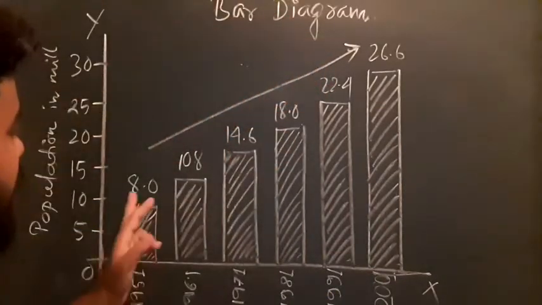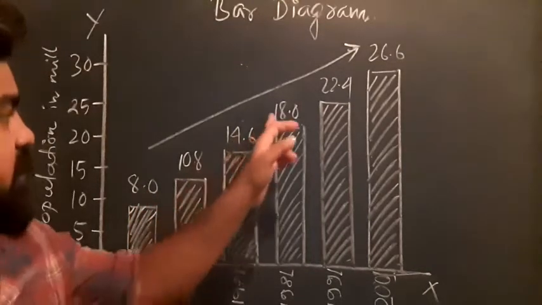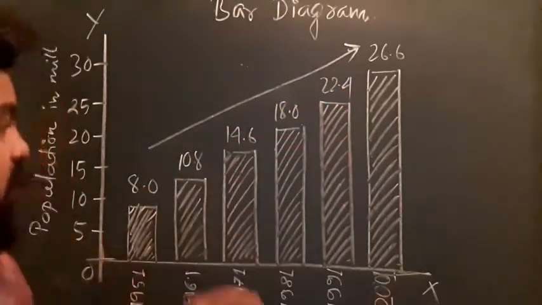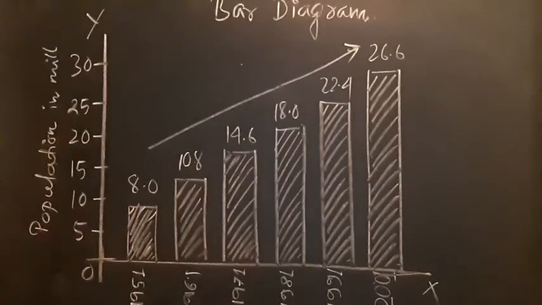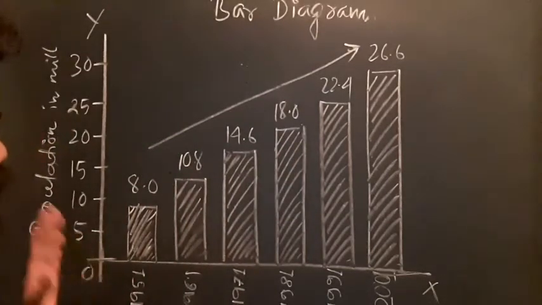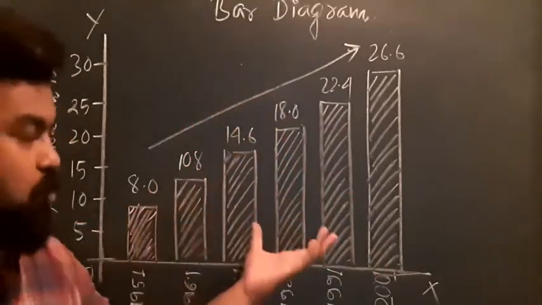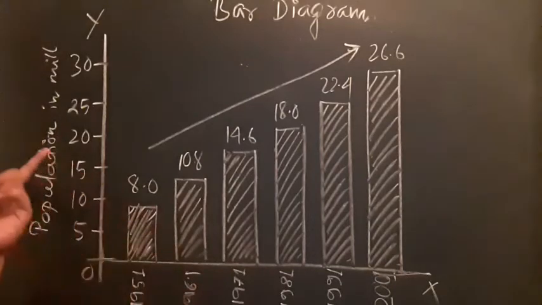So in 1951, 8.0 million was there. In 1961 10.8, 14.6, gradually it is increasing, right? Up to 26.6 in 2001. That means trend. Trend means things gradually increasing step by step are called a trend. Okay. So through this rectangular diagram, this is called the bar diagram, we can compare these years with the population increase.